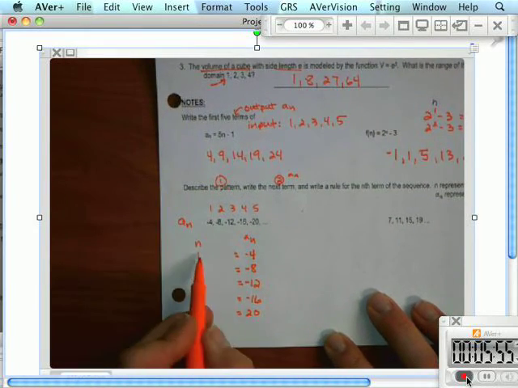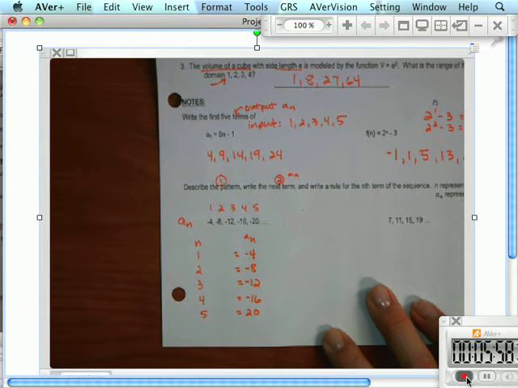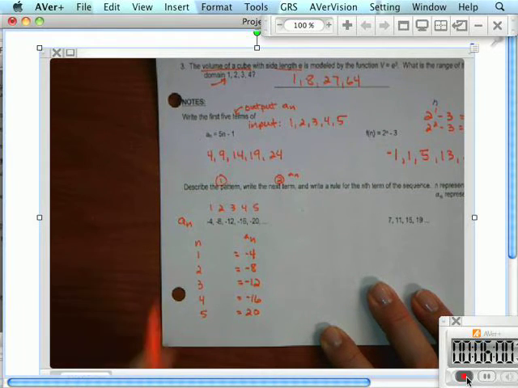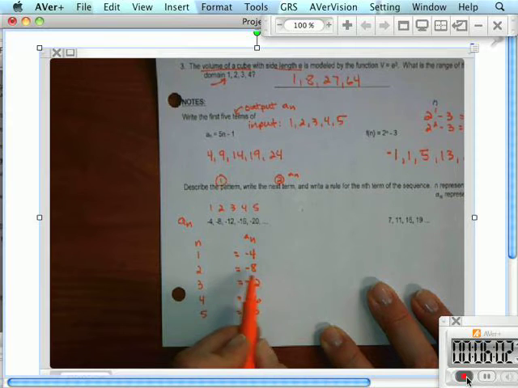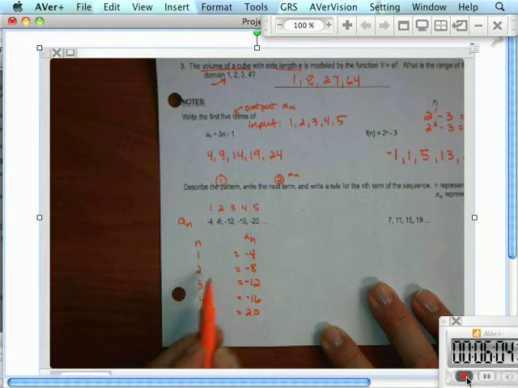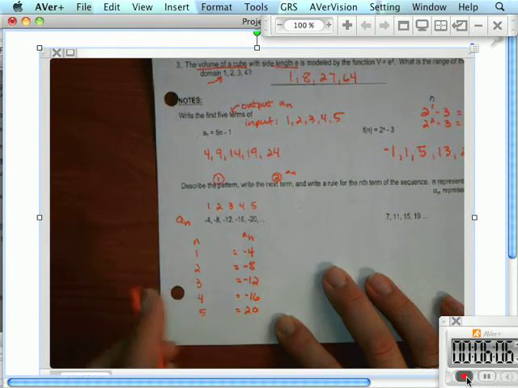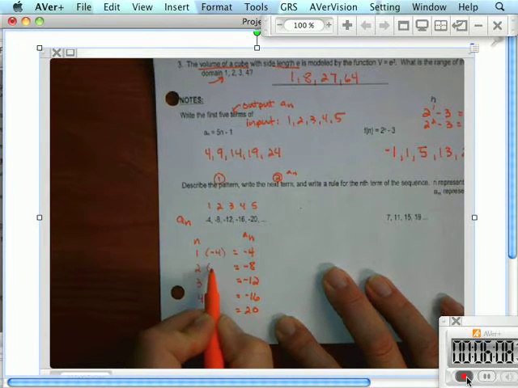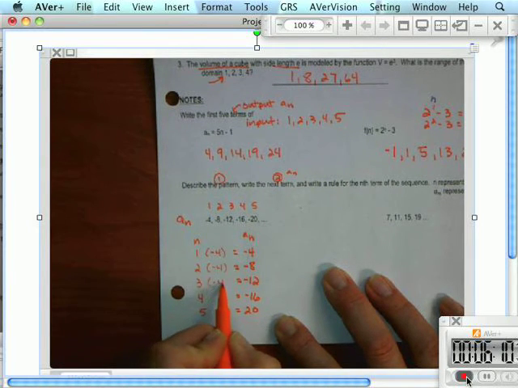Okay, so what do I have to do to 1 to get negative 4? Multiply by what? Does that work for this one? 2 times negative 4? 3 times negative 4? Yes. So I'm going to write that down. It's going to work all the way down for me. That's perfect.